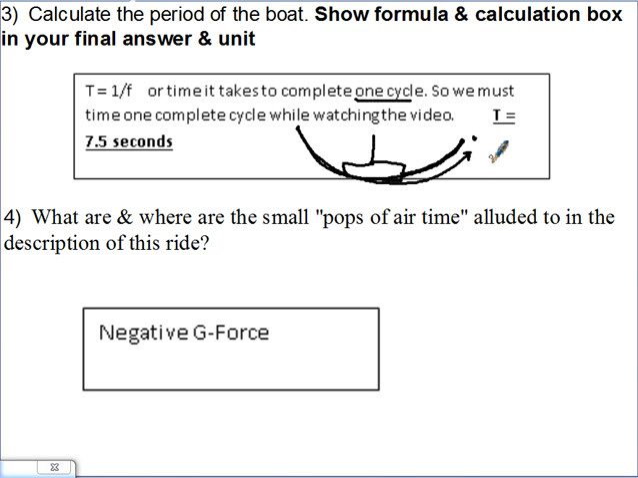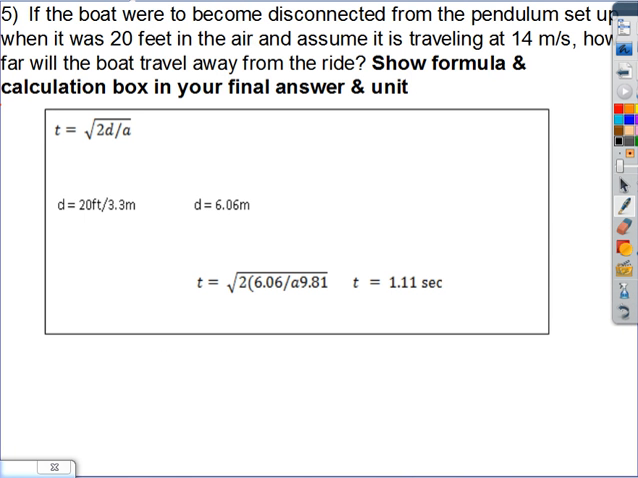And what were the small pops of airtime that's alluded to in the description? That was when you were out of your seats, and that out of seat time is considered what they call negative g-force. Okay, moving on to the next question.